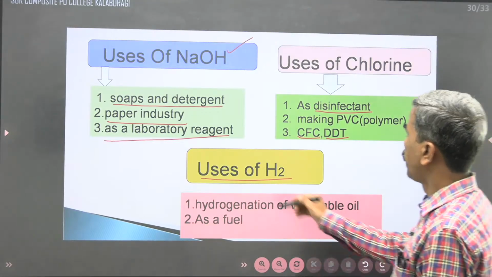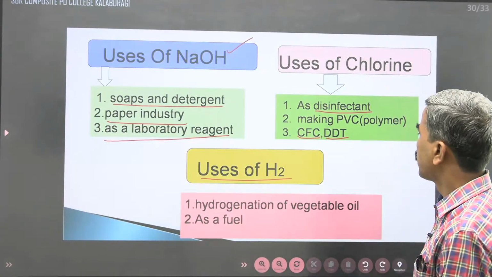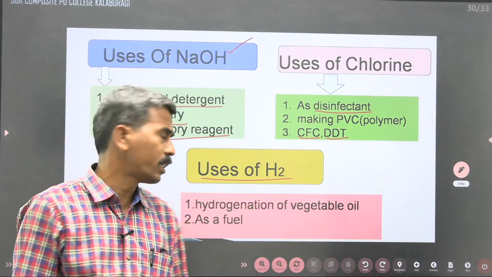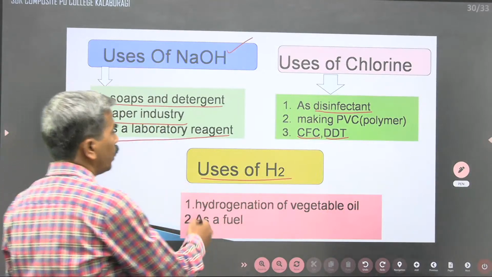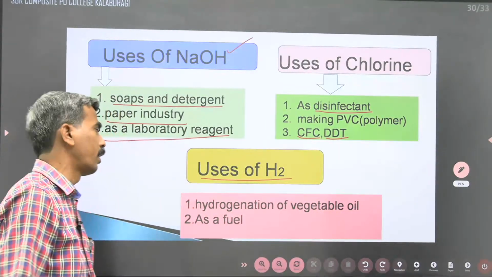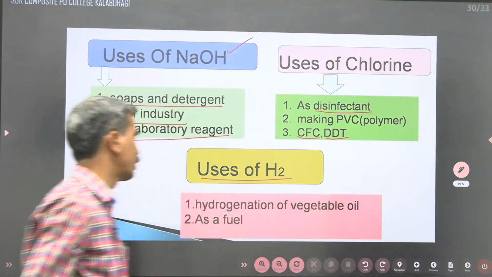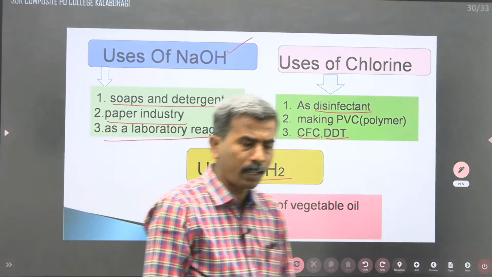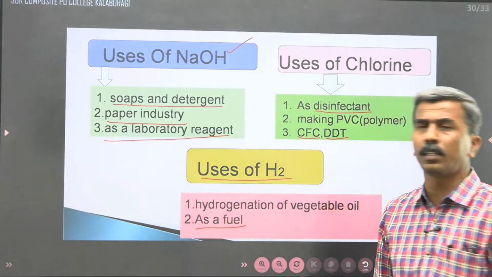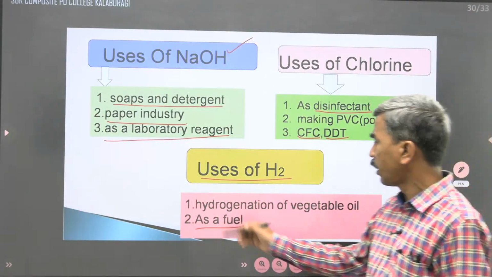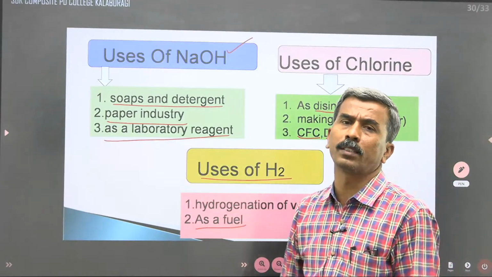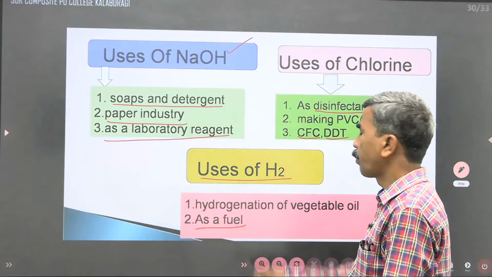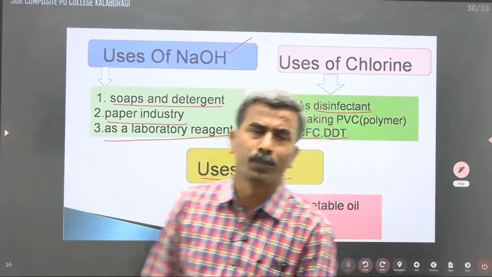Similarly, hydrogen, one of the byproducts in the production of sodium hydroxide from sodium chloride, is useful in hydrogenation reactions, to convert oil into vanaspati; this is called hydrogenation of vegetable oil. Nowadays hydrogen is also being tried as a fuel in some engines, because it has high calorific value and is highly combustible. So they are planning it as an alternate fuel.